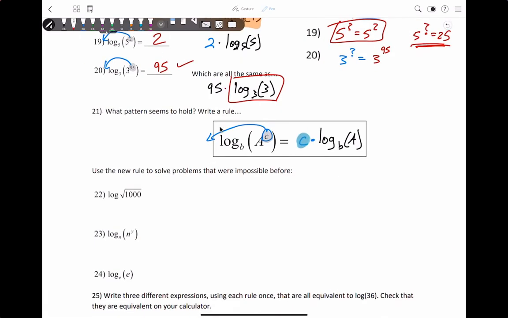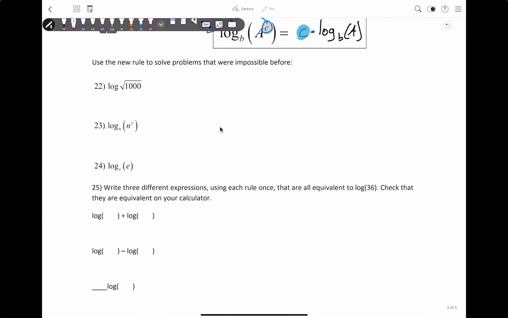So let's look at these examples. It says use the new rule to solve these that were a little bit impossible before. Remember, this is a base of 10, a common base of 10. Okay, so what we're going to do is rewrite this as the log base 10 of the square root of 1,000.